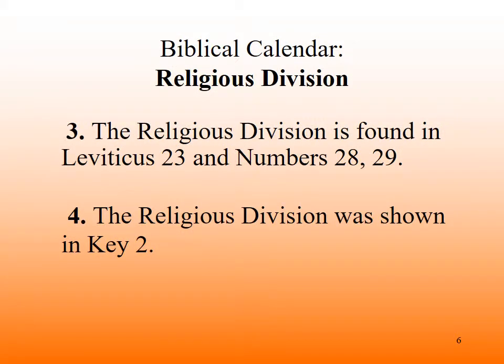The biblical calendar and the religious division. The religious division is found in Leviticus chapter 23 and Numbers chapters 28 and 29. The religious division was shown in key number 2.